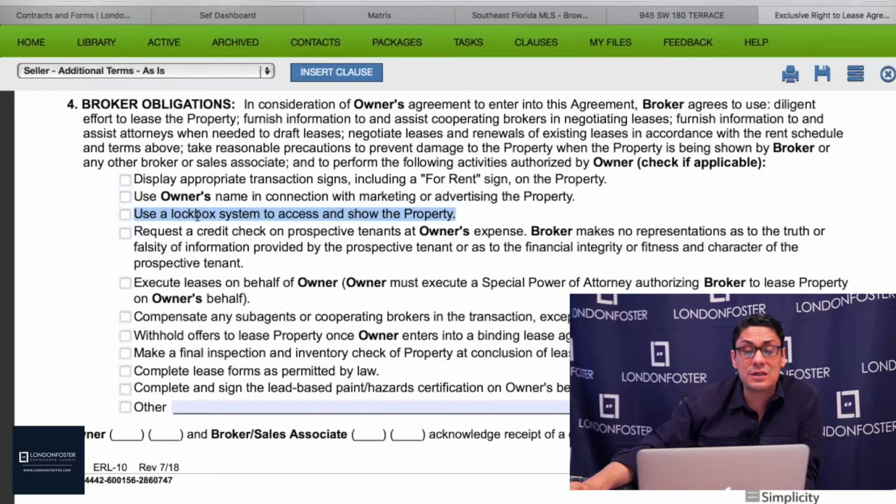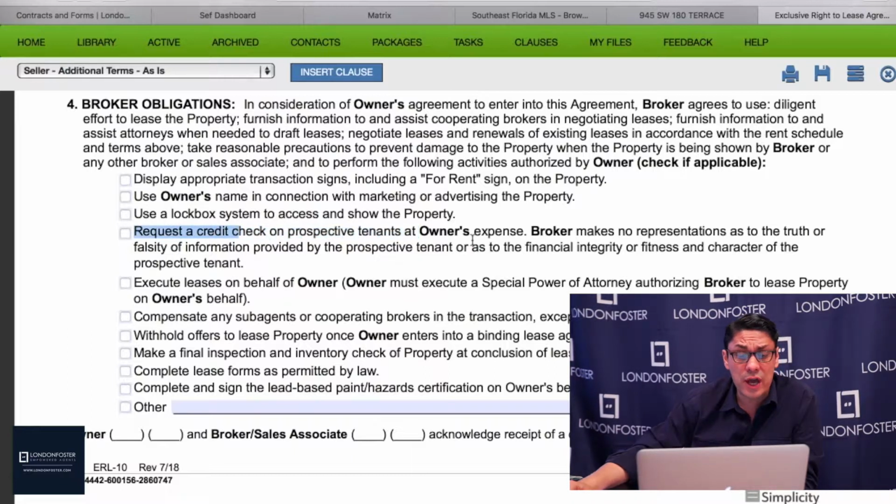Using a lockbox system to access and show the property. This is very common in Florida, very common in Miami. It's very efficient. I do not recommend lockboxes. I recommend that you spend the money and get a Supra, simply because there is a better monitoring of it, of who went in, who went out, what time they left, what time they came in. But it is very common, and you need to make sure that your owner is aware that someone is going to be going into their vacant property.